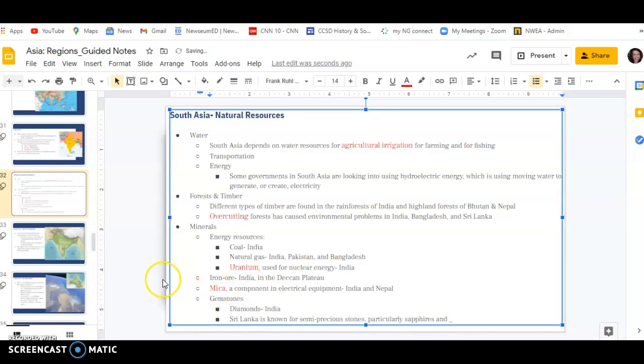Mica is a mineral used in creating electrical equipment, and we find that in India and Nepal. We also, and in correlation, have seen kind of a booming industry in electronics in India, likely because they have access to this resource that you need to build it. We also see gemstones, another type of mineral, so diamonds in India. Sri Lanka has semi-precious stones. They're most known for sapphires and rubies.